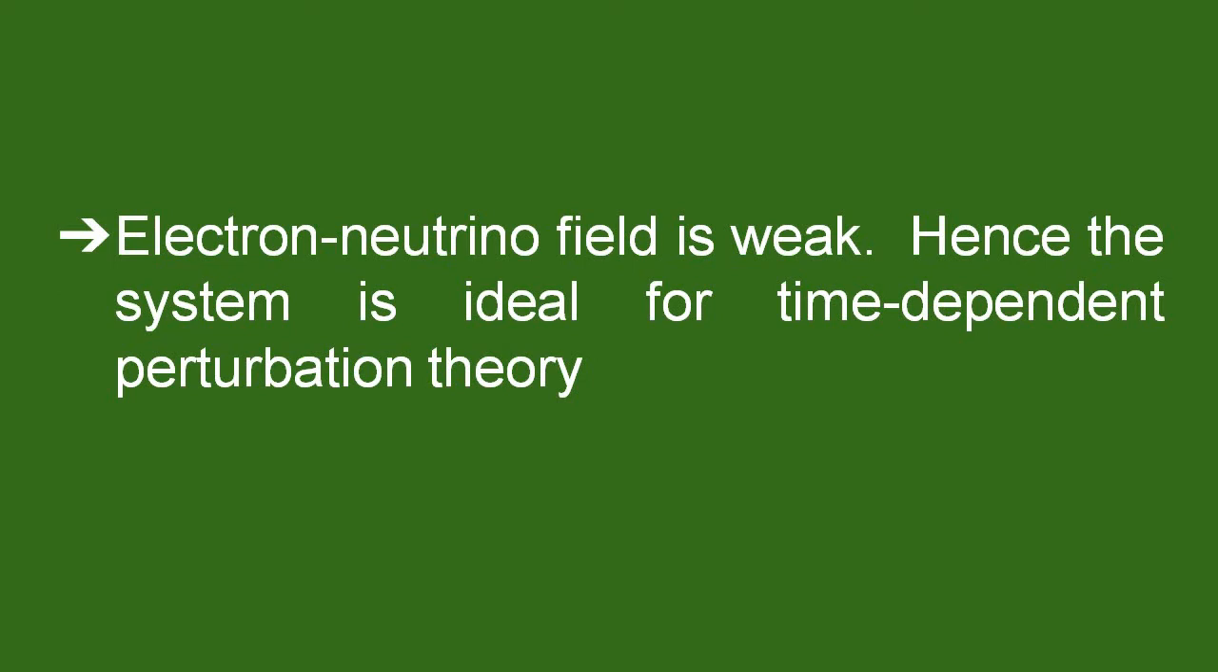The electron-neutrino field is weak. That means a weak interaction is taking place there. Hence, the system is ideal for time-dependent perturbation theory. So, with the application of this time-dependent perturbation theory, Fermi is trying to solve the beta decay.